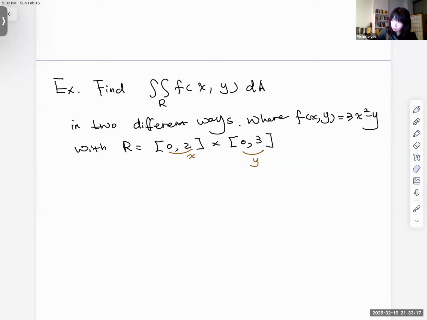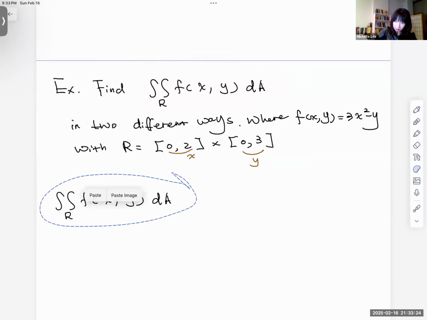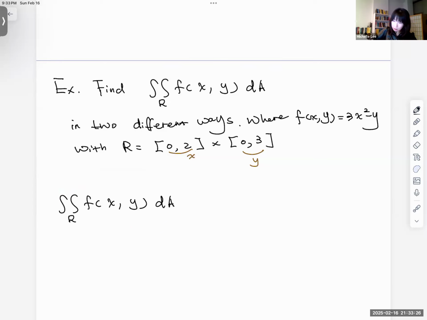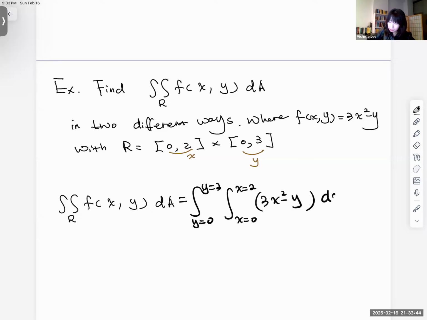So let me make that. Copy. And then x first, right? So y equals 0 to 3, x equals 0 to 2, and then the function 3x squared minus y. You said x first, then y, right? All right.